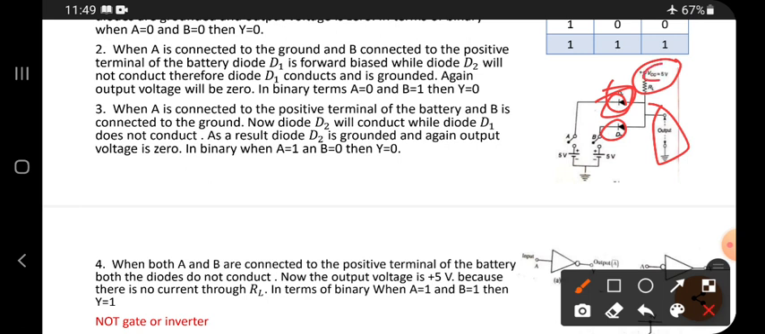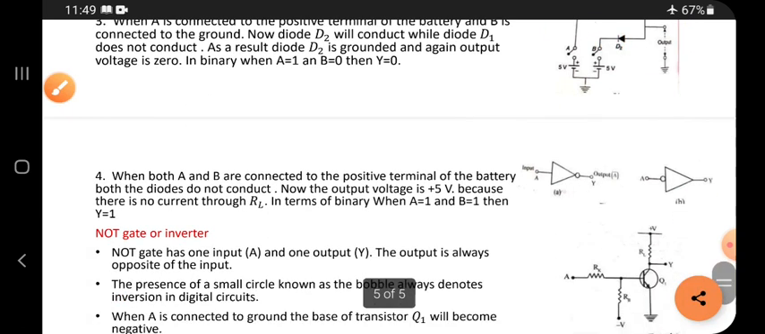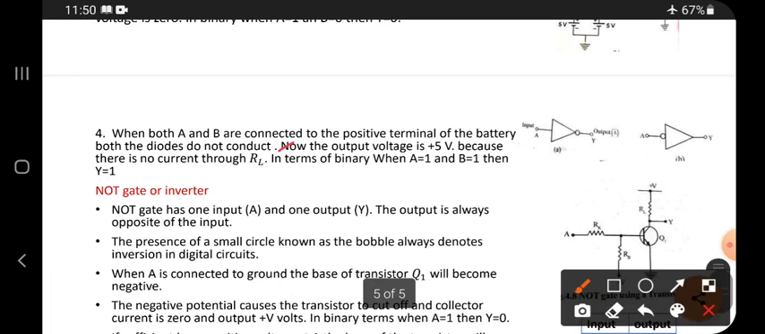Then whatever voltage is present appears here only, so that means high voltage. Now the output voltage is 5 volts because there is no current through RL. In terms of binary, when A is equal to 1, B is equal to 1, then Y is also 1.